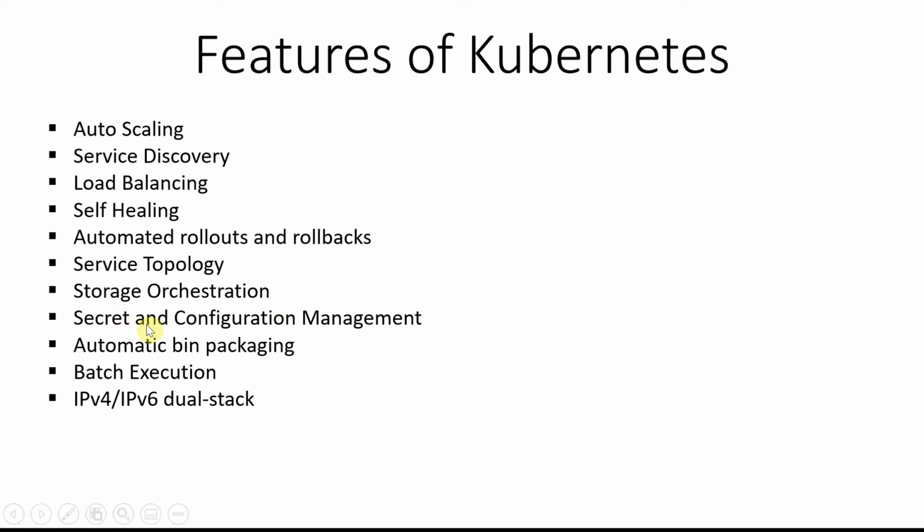Next is secrets. Secrets and config management. Most of our applications have passwords, for example, that have to be maintained in secrets. For example, your DB password or your application passwords, or your API tokens. These are all secrets that you need to manage.